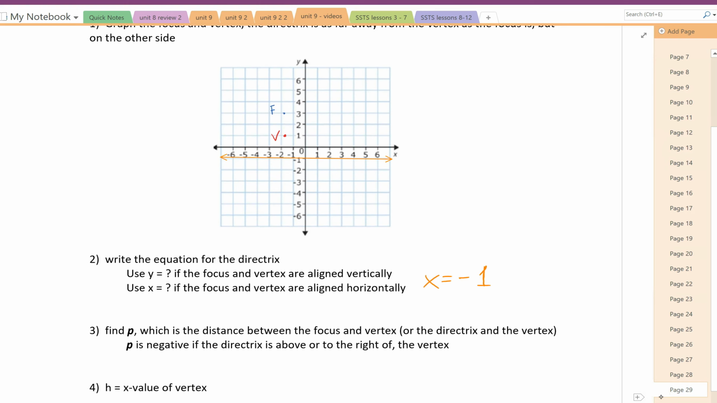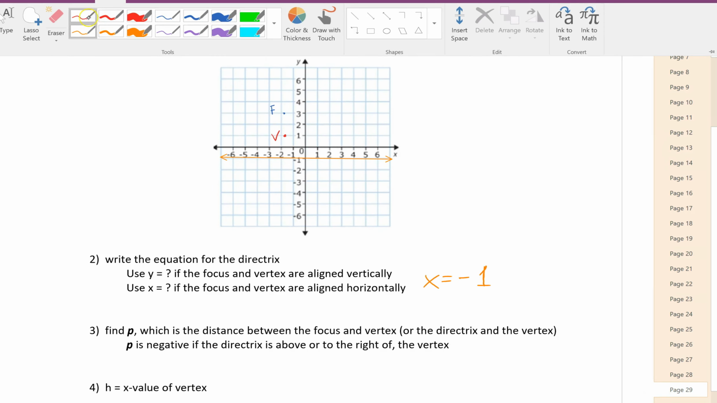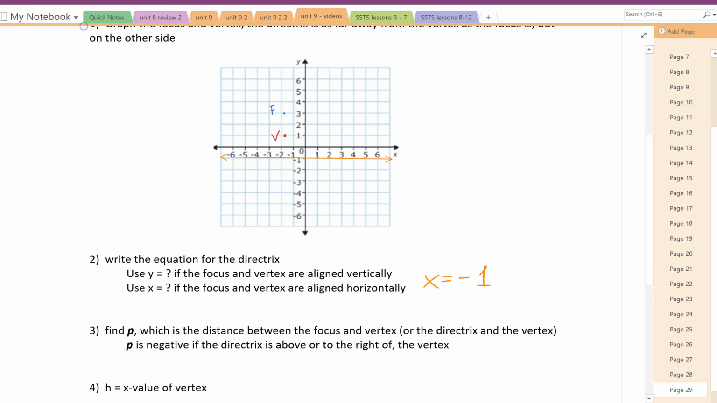Okay, so to find P, again, finding P is pretty easy. It's just the distance between the vertex and the focus. So 2 units. So P equals 2. And the only time I make P negative is if the directrix is either above or to the right of the vertex. But since I can see right here that the directrix is below the vertex, P stays positive.